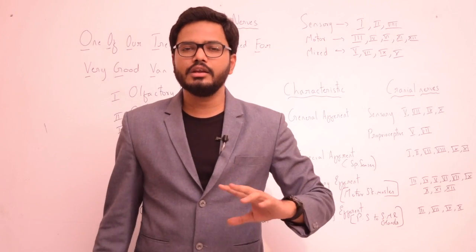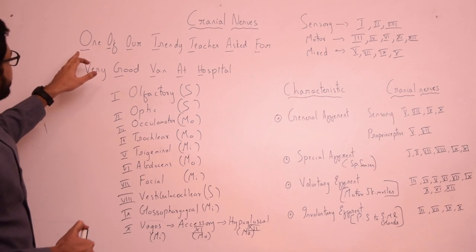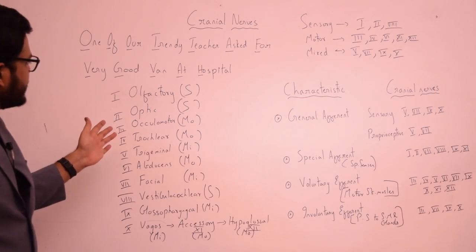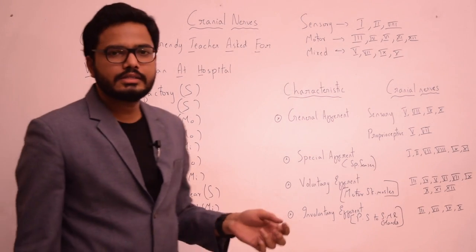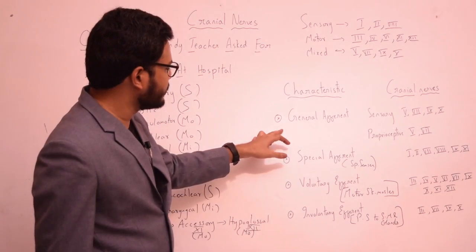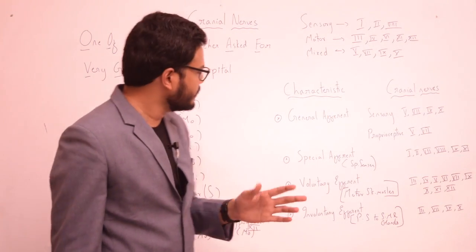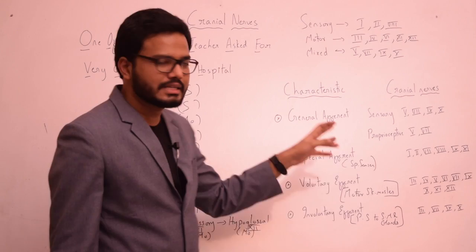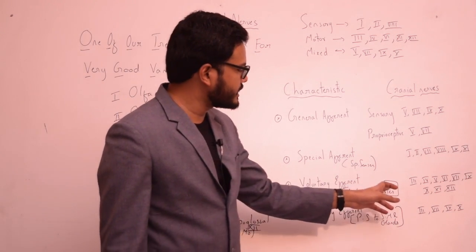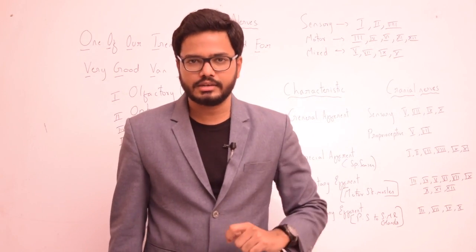So to summarize, we have 12 pairs of cranial nerves, and a mnemonic to remember them is: one of our trendy teacher asked for very good van at hospital, right? And also, as I mentioned, we have a song to remember whether they are sensory, motor or mixed. And based on their broad function, whether they are afferent or efferent. In afferent, we have general afferent, which includes sensory as well as proprioceptive. And we also have special afferent, those nerves which carry special senses. And also we have various motor nerves to skeletal muscles and various nerves which are parasympathetic to smooth muscles as well as glands, right? Hope it's clear.